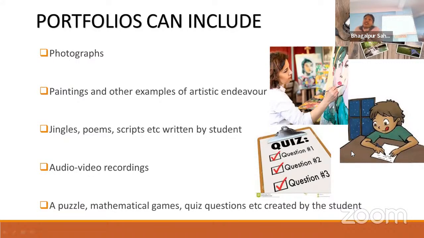If, as an English teacher, you have taught them a novel or a story, let them enact. Tell them beforehand to prepare themselves for the enactment. Today we will have an activity. Photographs of those activities go inside the portfolio. Paintings and other examples of artistic endeavor.